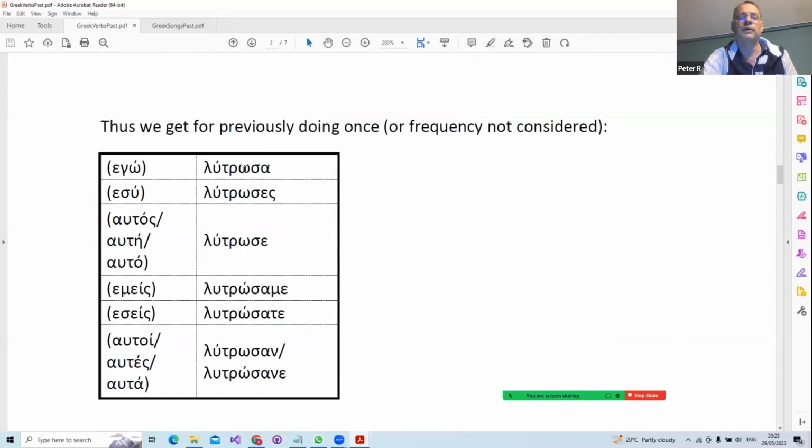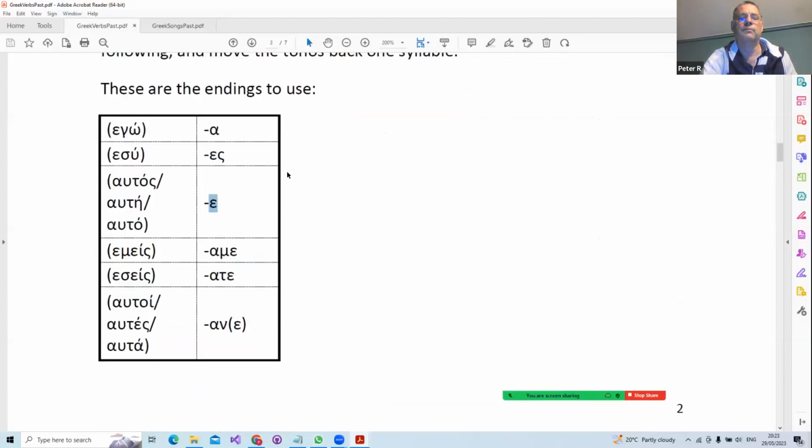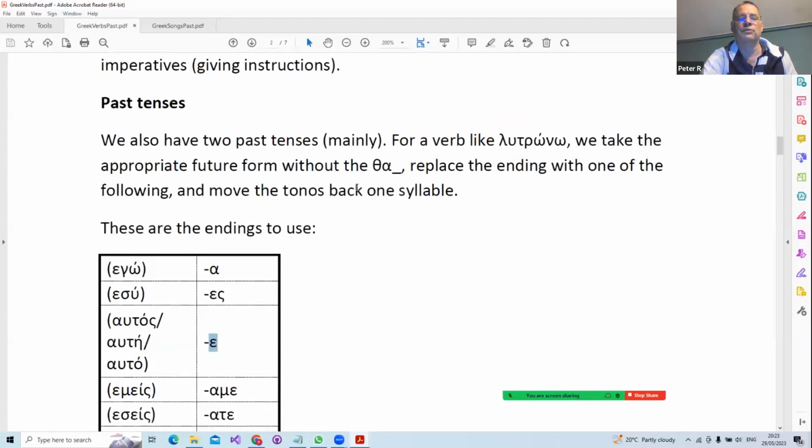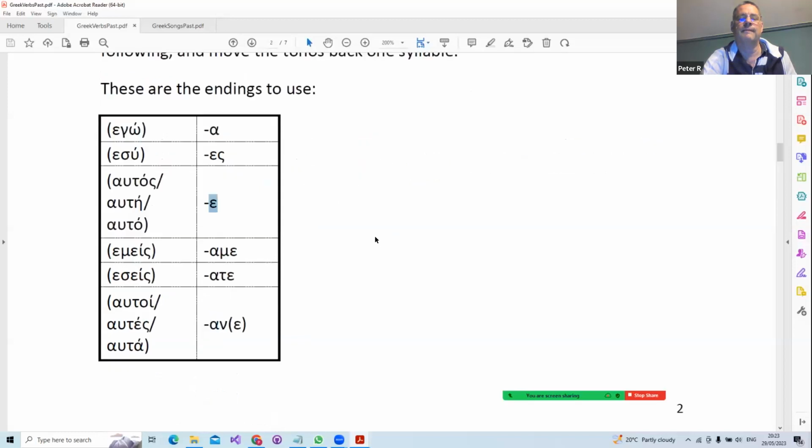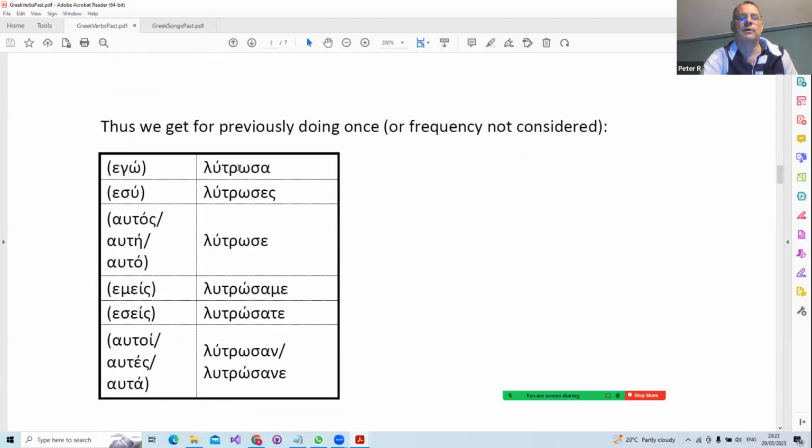So taking litrono, taking the more common case when something's only done once, or we're not considering the frequency. I missed a bit out. You also have to move the tonos back one syllable, if you can. So here the tonos for litrono used to be on this o, and it's come here now. So this is litrosa.